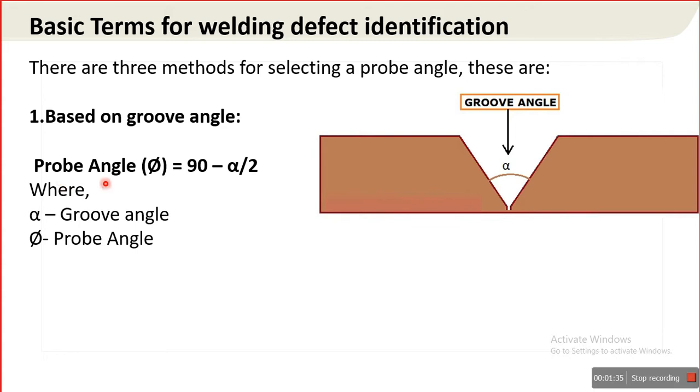Here we consider probe angle phi is equal to 90 minus alpha by 2, where alpha is the groove angle and phi is the probe angle. So this is the first method by which we can select the probe angle. Suppose this angle is 45, then 90 minus 45 divided by 2, whatever the answer, you need to consider that probe angle for inspection of this welding.